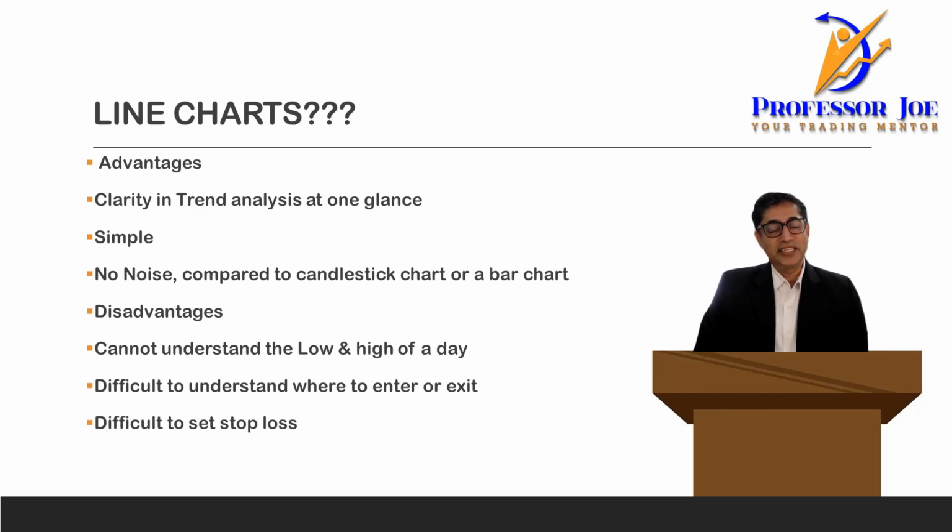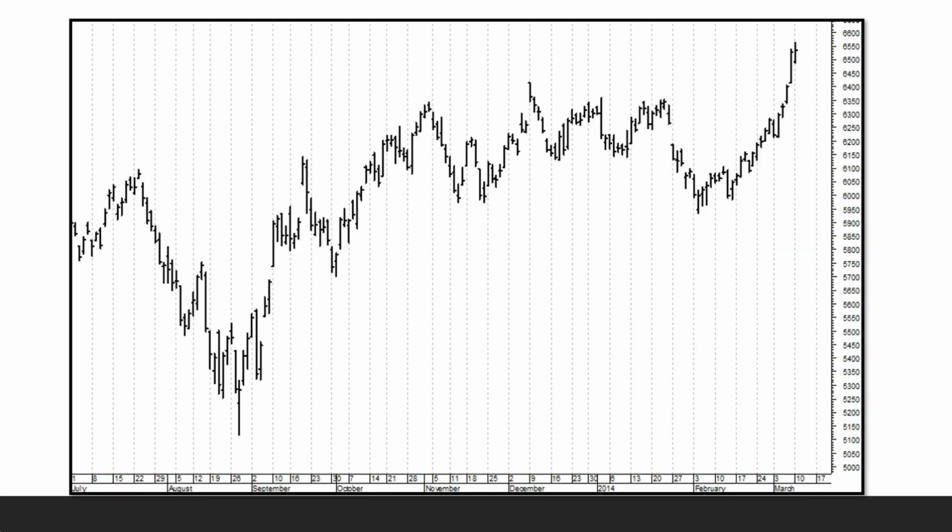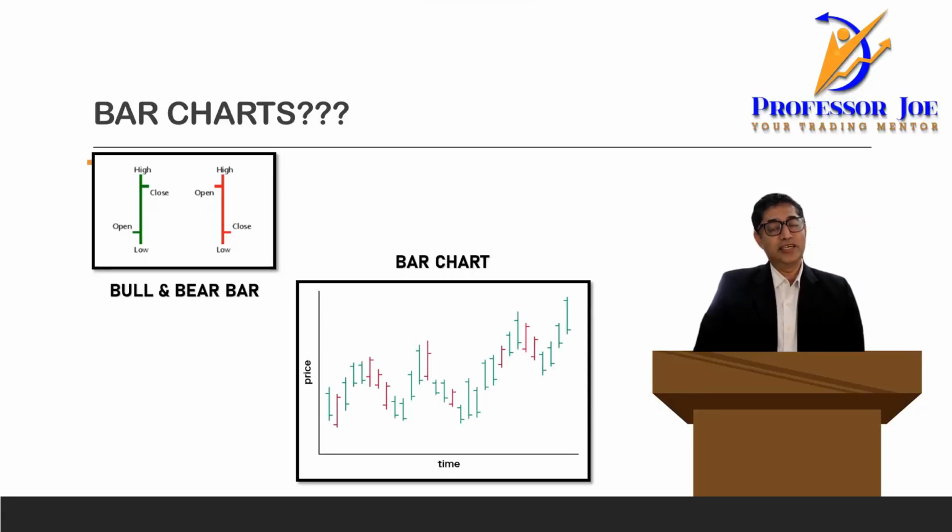Now let us see the next kind of chart, which is a bar chart. Now as you can see, this is how a bar looks. So we can see a bullish bar and a bearish bar. And when hundreds and thousands of such bars are created because of price movements, you can see that a bar chart is created. And this is how a bar chart looks. Let us look at some of the advantages and disadvantages of a bar chart.